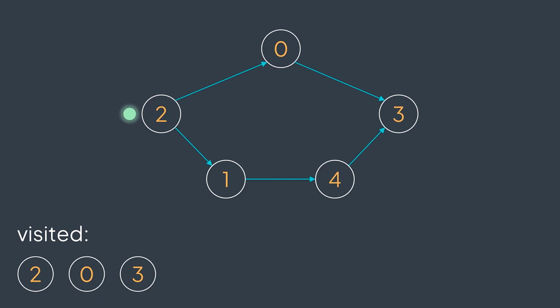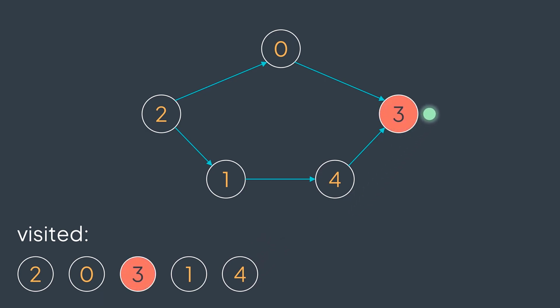From here we move to the second neighbor, 1, we put it in visited. We move to 4, we put it in visited. Then from here we move to 3, and it's already in visited, so our strategy would return false. Which is wrong, because we can totally finish all the courses here. We can start with 2, then 0, then 3, then 1, then 4. All prerequisites are respected.